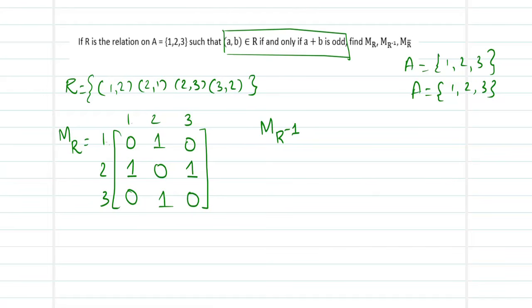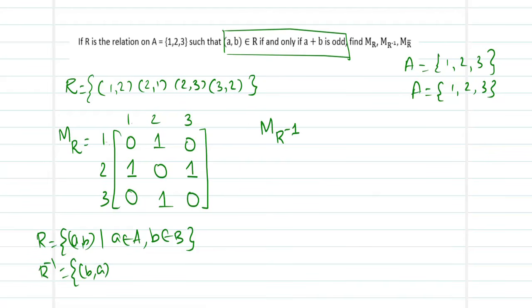So how do we define the inverse of a relation? If R is a relation from A to B, such that a belongs to your capital set A and b belongs to your capital B, then your R inverse is the set of ordered pairs (b, a) such that b belongs to capital B and a belongs to capital A. Any guess how we can get your inverse?